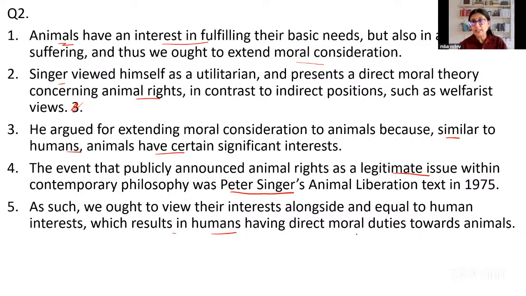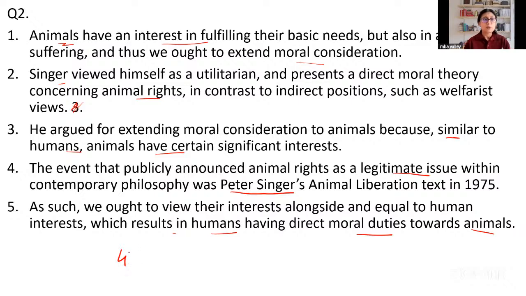Results in humans having direct moral duties towards animal. Now, मोटे तौर पे we understand ये actually paragraph concern कर रहा है how humans and animal rights are theorized, how they're related to each other, और इन दोनों के significant interest क्या है. This is what it is talking about. And certainly this paragraph has to begin with sentence number 4, which introduces this guy called Peter Singer. So sentence number 4 will and should begin the sequence.